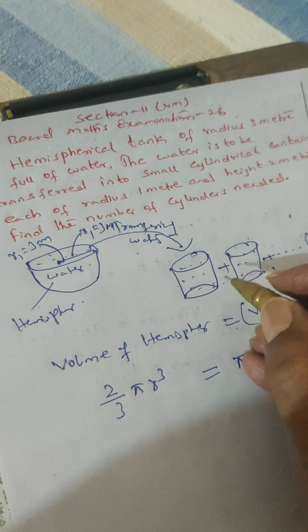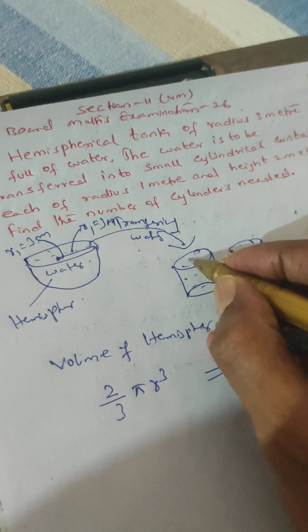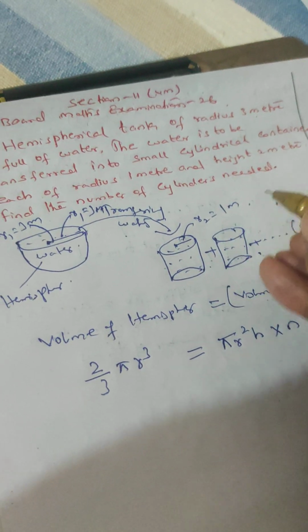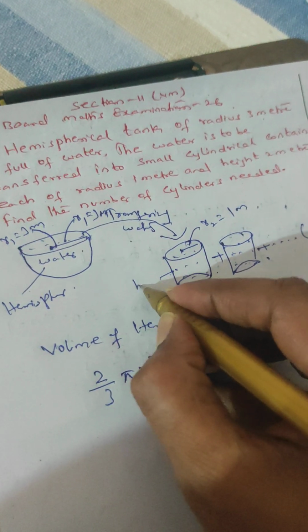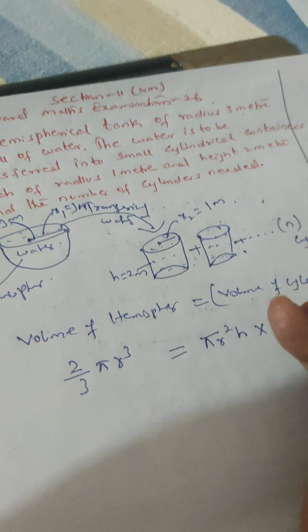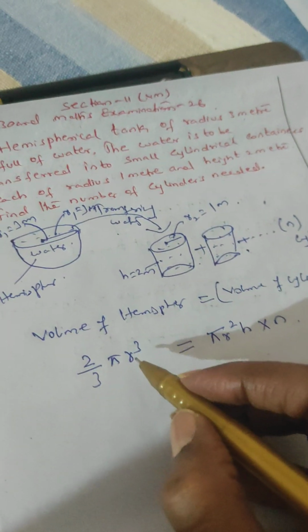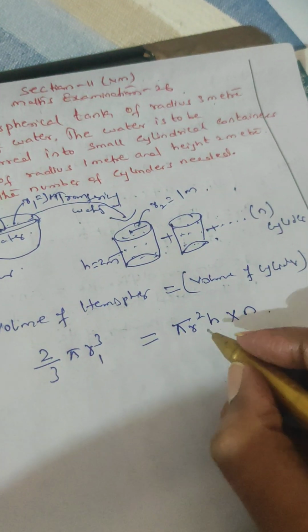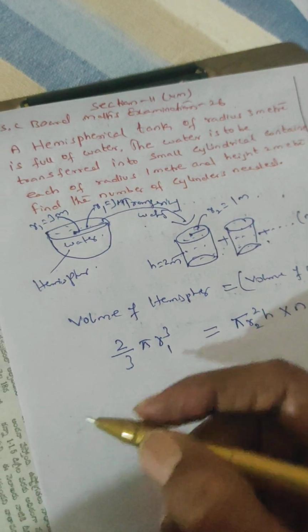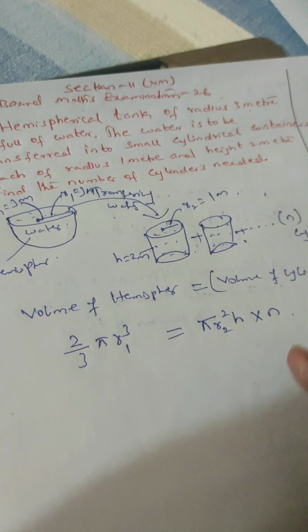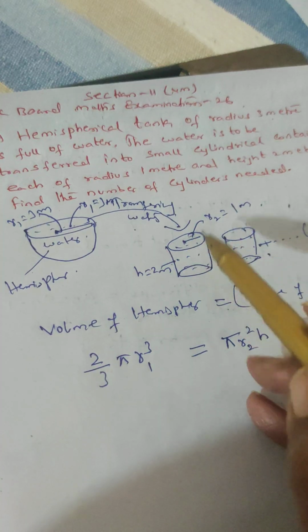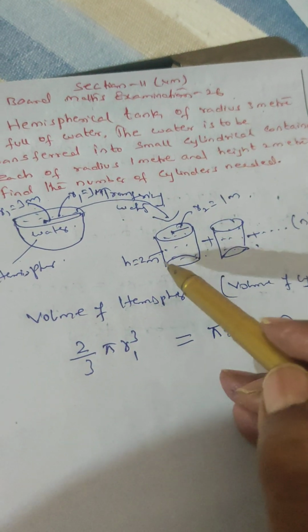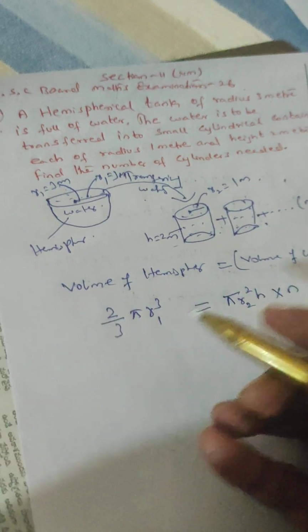And for the dimensions of the cylinder, the radius of each cylinder is r2, which is 1 meter, and the height of each cylinder is given as 2 meters. In the hemisphere I have considered the radius as r1, and the radius of the cylinder as r2. Now let us check whether all the units of the dimensions are the same. Here meters, here meters, here meters. So there is no unit conversion, and we can directly substitute the values.